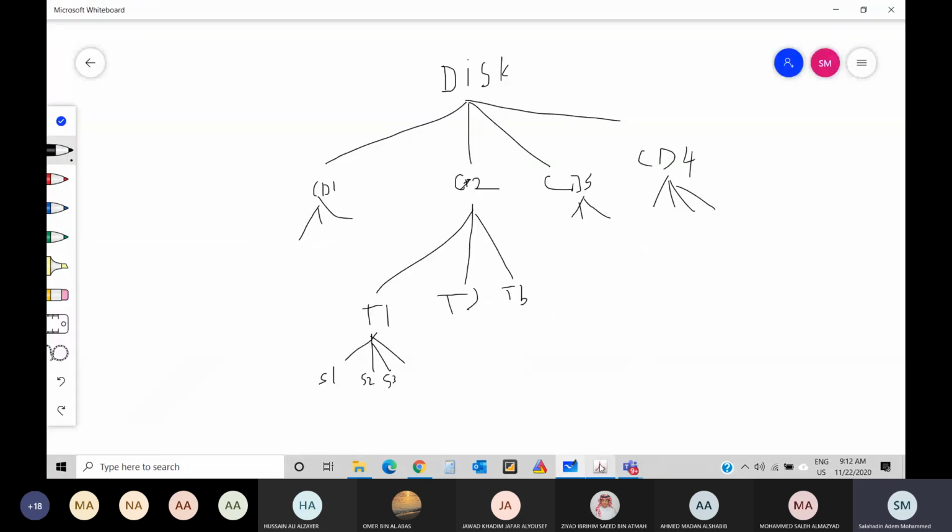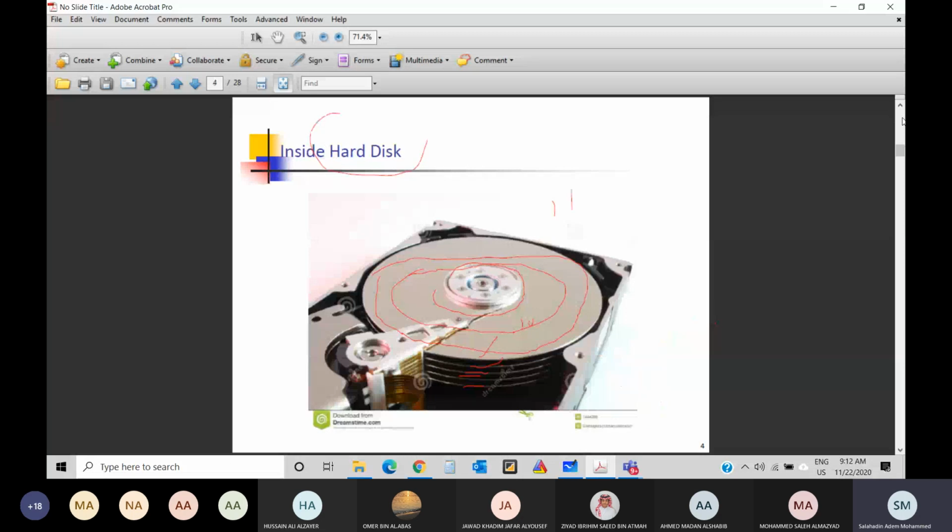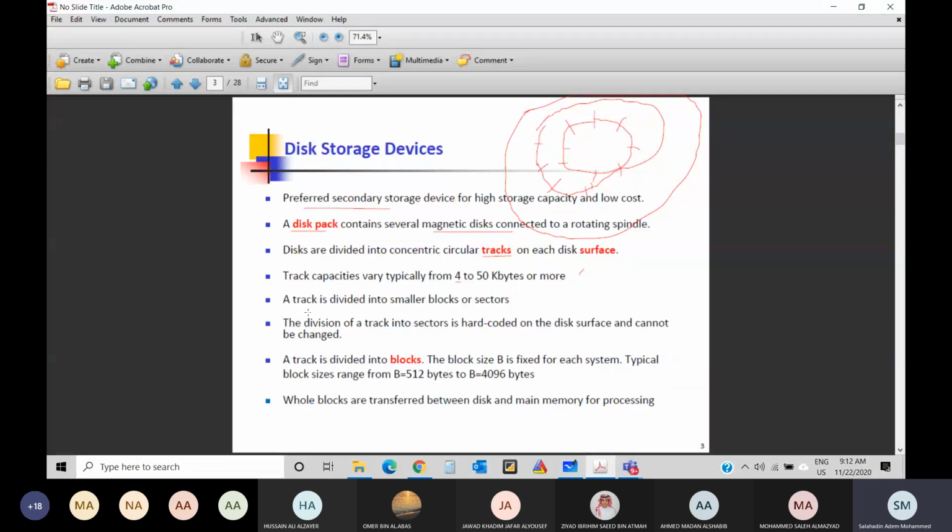Okay, so coming back again to this. A track is divided into smaller sectors. I'll talk about a block, inshallah, later on. Let's not forget about the block now. The division of a track into sectors is hard coded. You cannot change that one. When you buy the CD, it's already hard coded. So when I go to Jarir and buy a hard disk, the tracks are already there and the sectors are already there. They are already in the hardware. They call this one low-level formatting. So they are already formatted in low level.